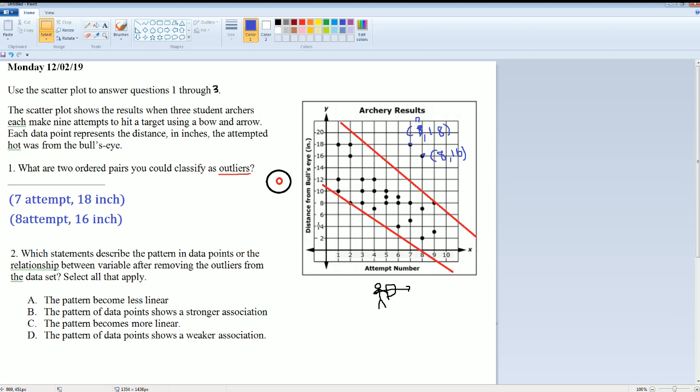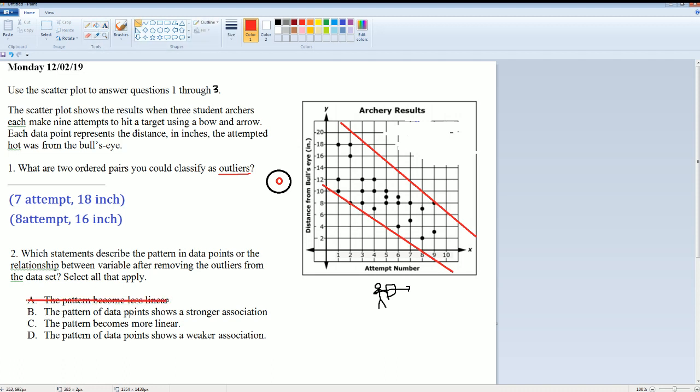Next, which statement describes the pattern in this data, or the relationship between the variables, after you remove the outlier? So let's remove these two. Let me just erase it to make your life easier. I'm going to erase the outlier right here. So that's what I mean by removing the outlier. Just looking at this pattern, what can you say here? Once you remove it, does the pattern become less linear? Or, in other words, does the pattern form less of a line? No, it looks like it makes more of a line. So we would say that this is wrong.